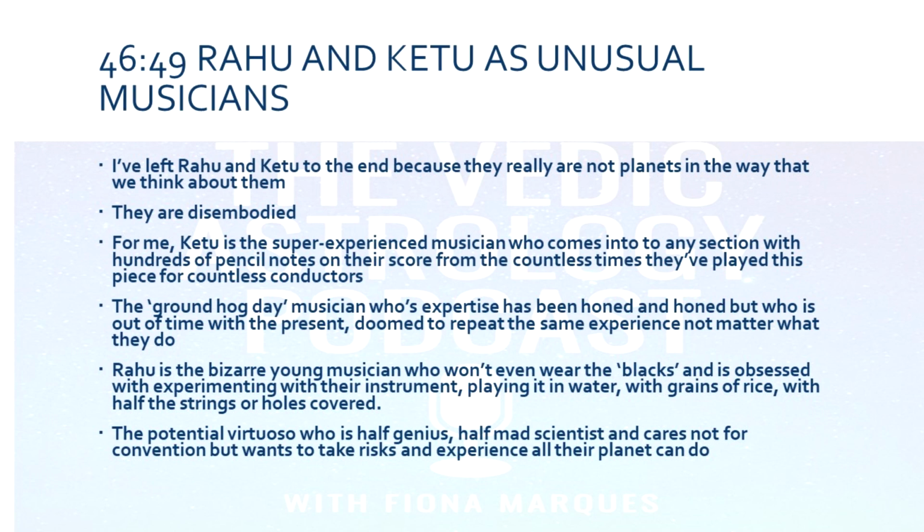And is Rahu that bizarre young musician who won't even wear the blacks? The orchestra is always in their black uniform, and is obsessed with experimenting with their instrument. They want to play it in water. They want to put grains of rice on it if it's the drum. They want to play with half the strings covered or half the holes covered. They're a potential virtuoso who is half genius, half mad scientist, and cares not for convention, but wants to take risks and experience all that their instrument can do.